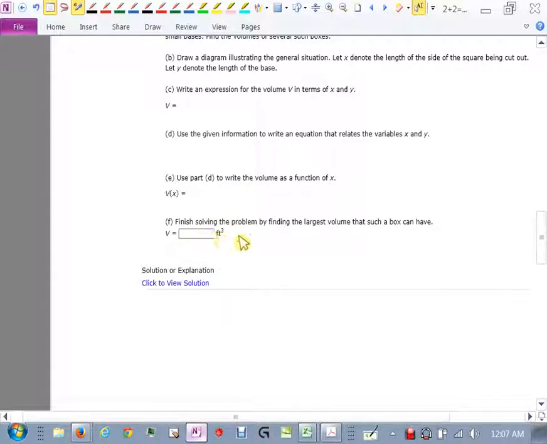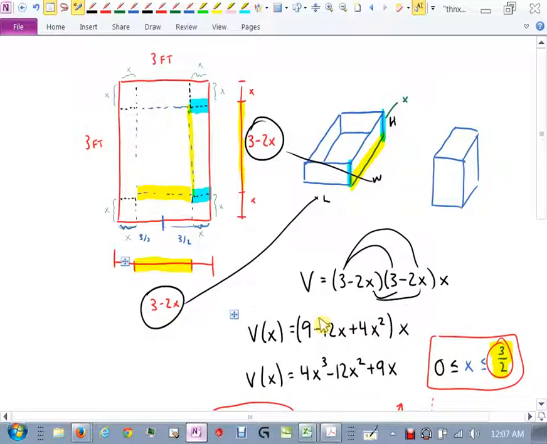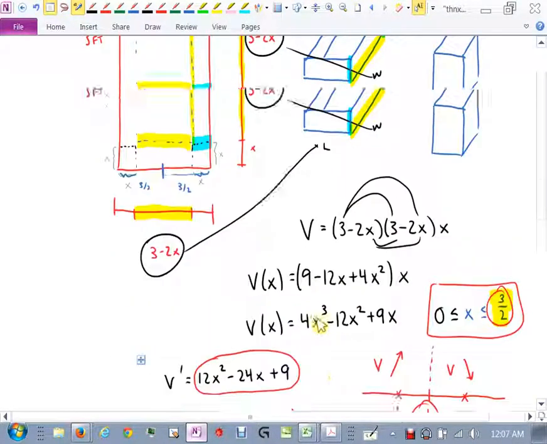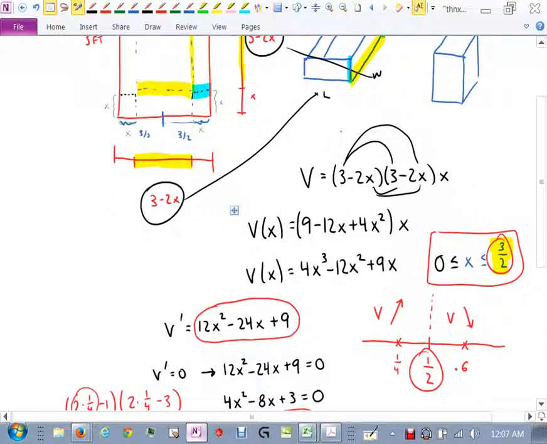Finish solving the problem by finding the largest volume. So yes, they do want the volume. Remember that the volume was actually length times width times height. So this is our volume equation right here. All we have to do is plug in 1/2 for x into the whole thing. So I think I'll do it right here.